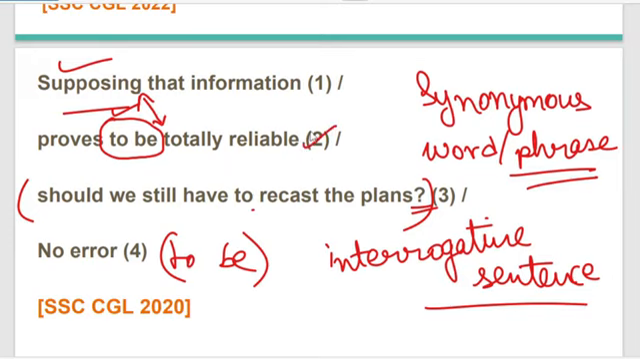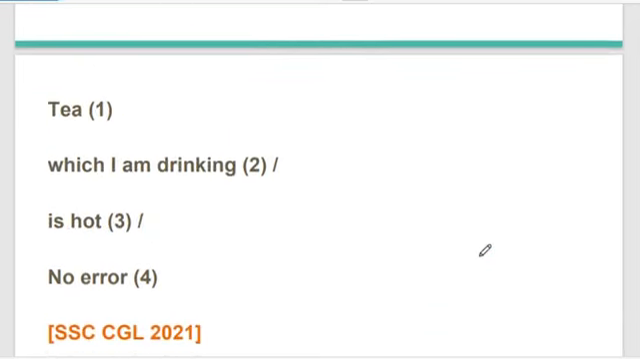So the sentence that has been corrected is, supposing that information proves totally reliable, should we still have to recast the plans? I hope the logic, the twist, the way of finding logic, and the sentence, all these things are clear to you. This is a very different, interesting, and most importantly, it was a repetitive question. I hope this sentence is clear to you. Moving to the next question.